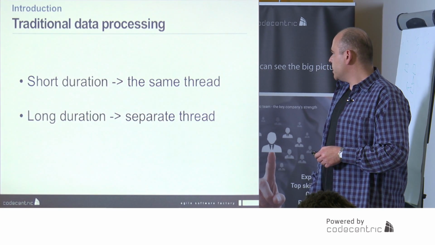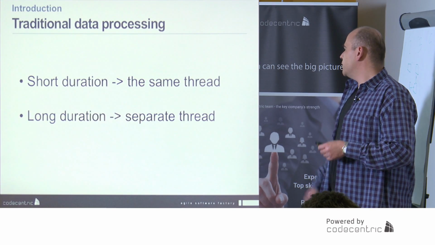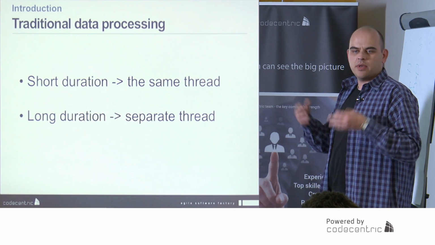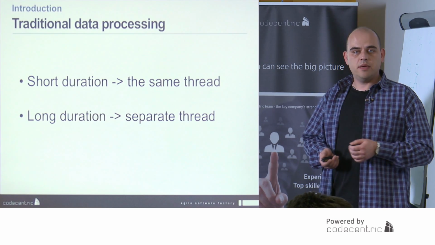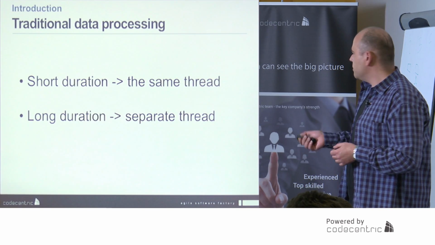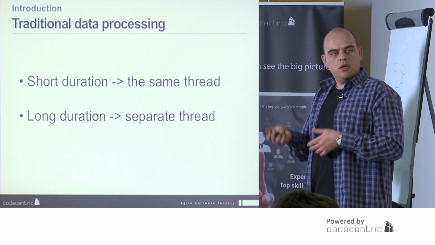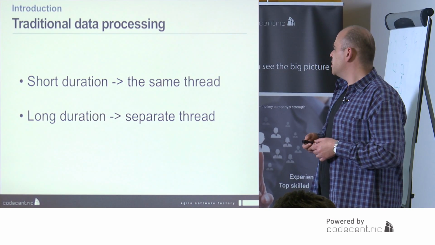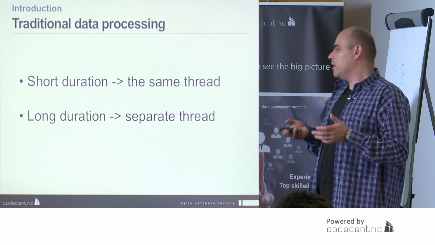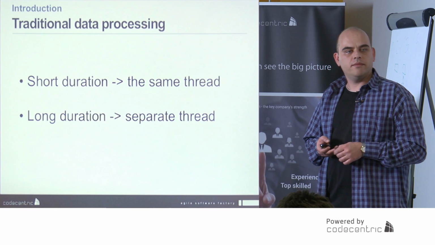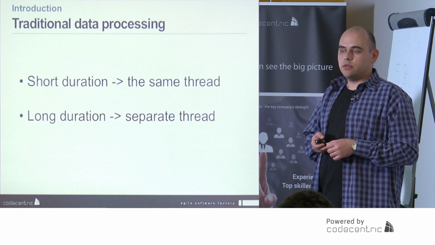In traditional data processing, we have a pretty clear situation. When you have to do some processing, some calculations, some data fetching, and it takes a very small or reasonably small amount of time, you usually do that in the same thread. However, if that duration is long or in some cases not deterministic, then you always use a separate thread. That covers almost 99% of traditional use cases, and it worked so far.